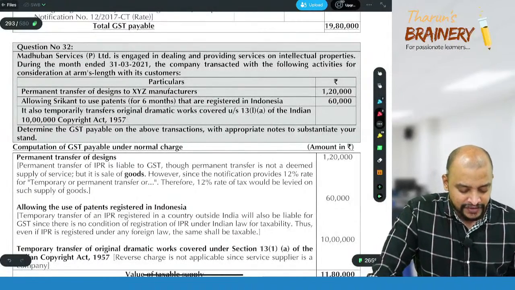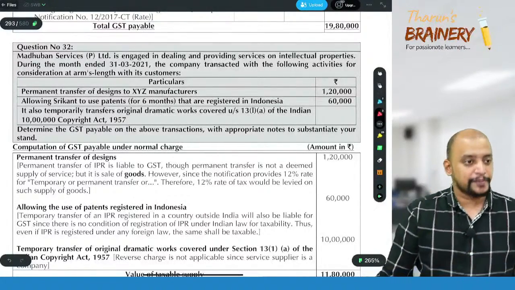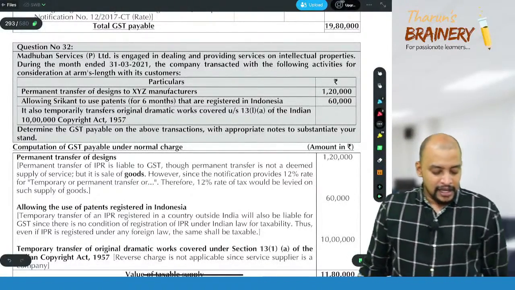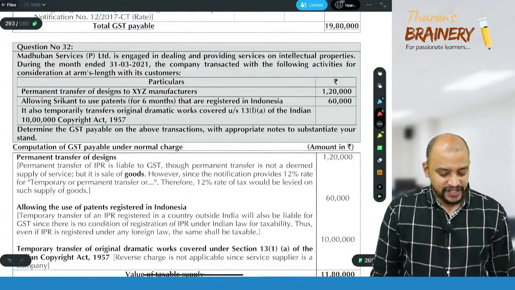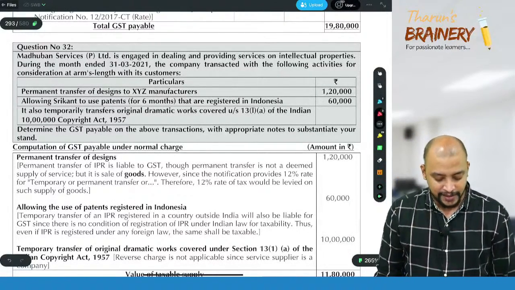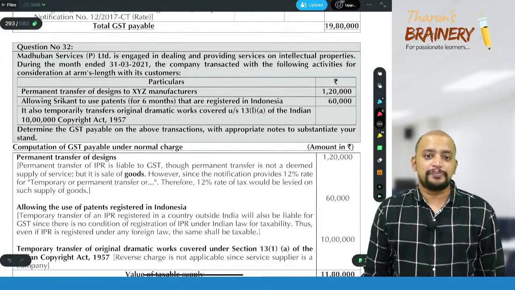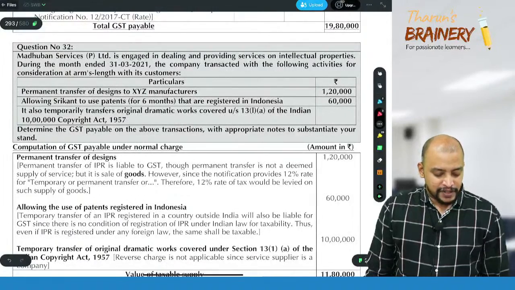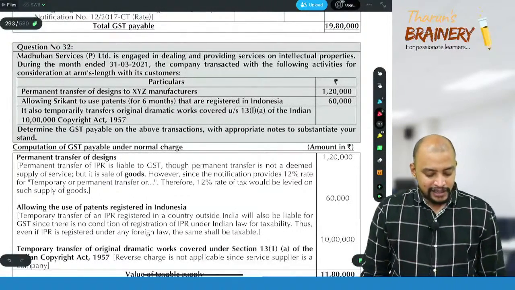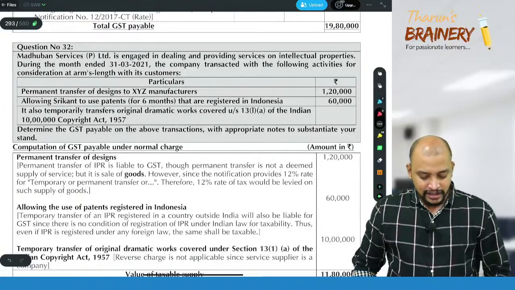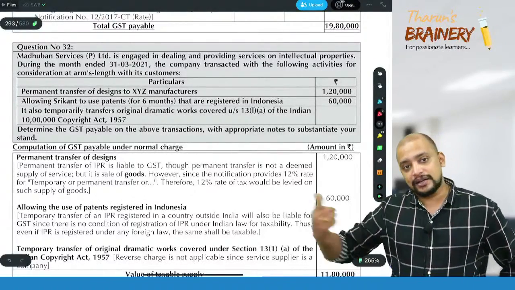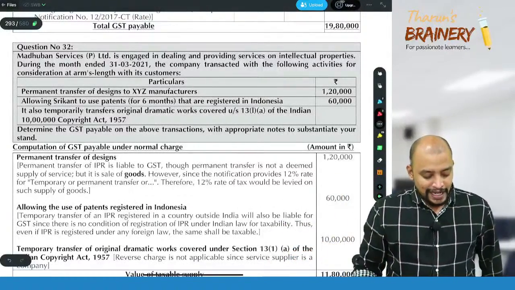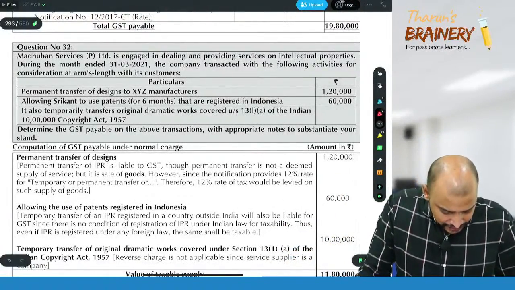Permanent transfer of designs of XYZ manufacturers: supply of goods, and it is taxable. Allowing Shrikant to use patents for 6 months that are registered in Indonesia: temporary transfer of IPR, taxable services. It also temporarily transfers original dramatic works covered under 13(1) of the Indian Copyright Act, 10 lakhs, RCM, taxable, but they will not pay, the recipient will pay. Okay. But temporary transfer only, na.